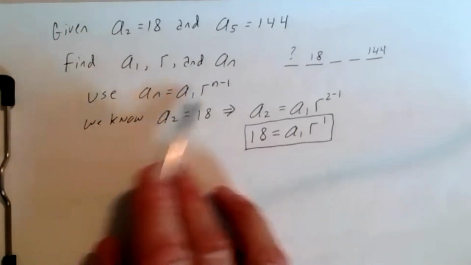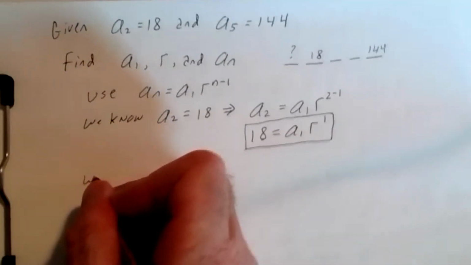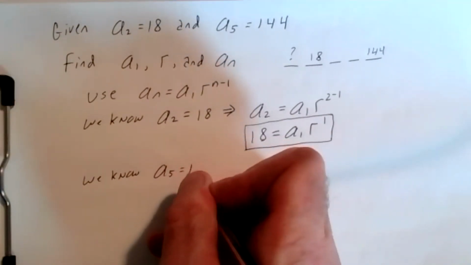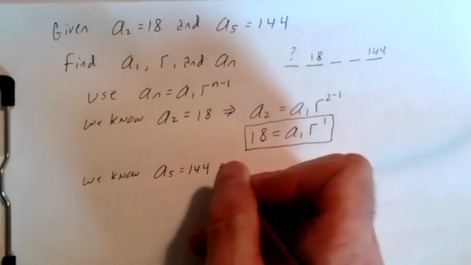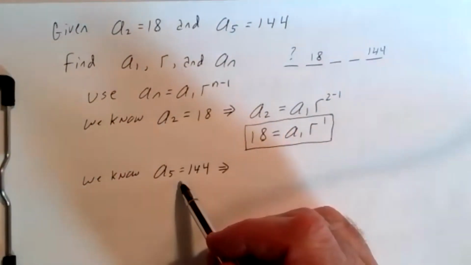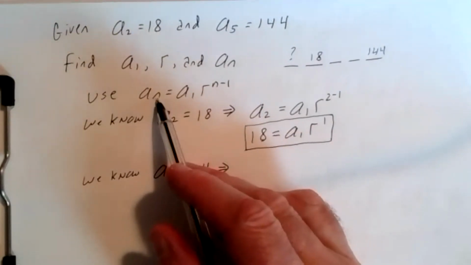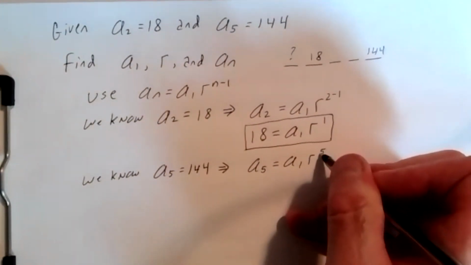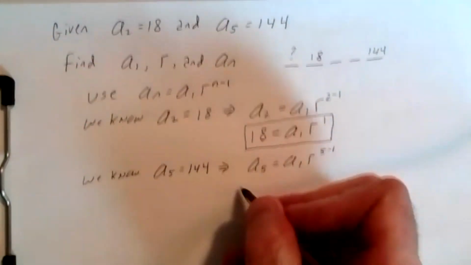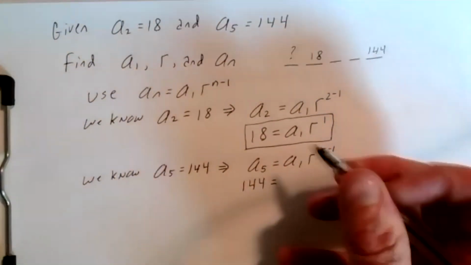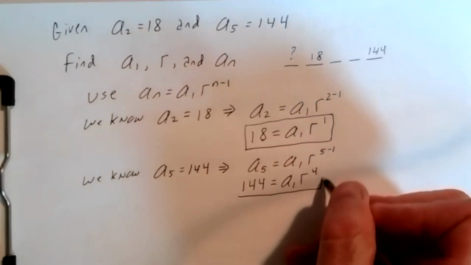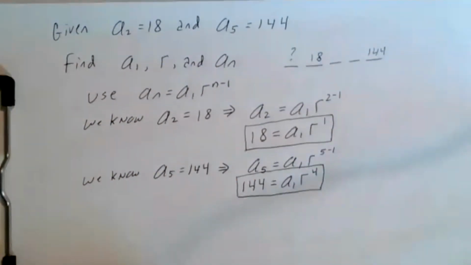Using the skeletal form of the nth rule again, we also know what else? We know that the fifth term of this geometric sequence is 144. That would therefore imply that our nth rule, when we let n be equal to 5, would be equal to our first term times the common ratio raised to the 5 minus 1 power. But we know our fifth term is 144, so we replace it with 144. That's equal to our first term times our common ratio raised to the 4th power. Put a box around this. Everybody understand how I got those two equations there?